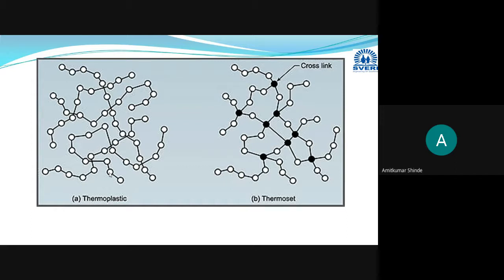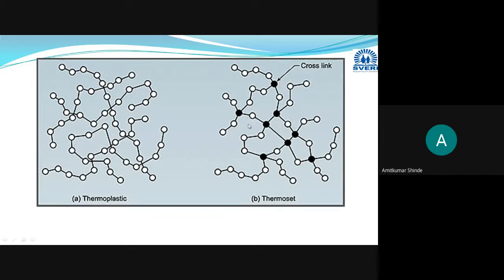This is their basic structure. This is the thermoplastic, and this is the thermoset. You can clearly see here the cross link. This cross link is present in these thermosets, and cross link is completely absent here. They are just organized in a straight chain. You can see here a straight linear chain is there, but here cross linking is done. One linear chain is attached to the other.